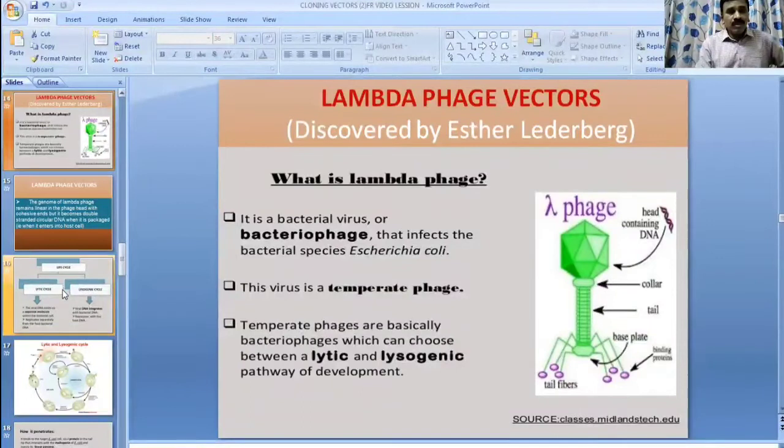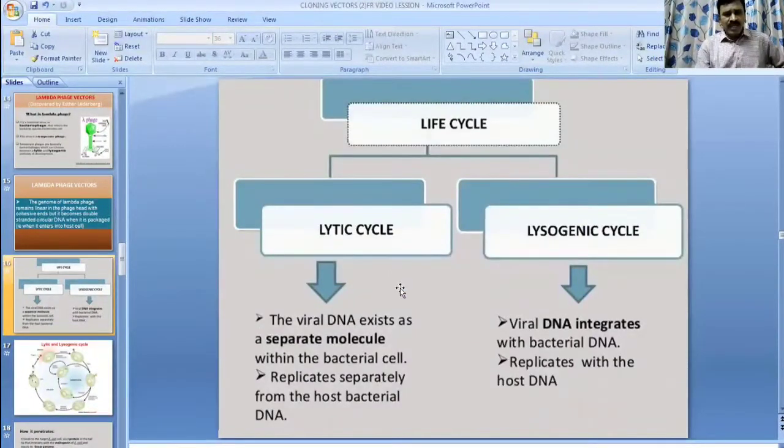So it has two types of life cycles. Number one, lytic cycle, and number two, lysogenic cycle. What is the difference? In the lytic cycle, the viral DNA exists as a separate molecule within the bacterial cell, and it replicates separately from the host bacterial DNA. That means it won't integrate with the nucleoid of bacteria or E. coli. It can separately replicate within the cytoplasm of the bacteria. That is called lytic cycle. And the second type, the lysogenic cycle, is where it completely integrates with the bacterial DNA. That means the viral DNA can integrate with the bacterial DNA and replicate along with that host DNA. So two types of life cycles: one is lytic cycle and another one is lysogenic cycle.